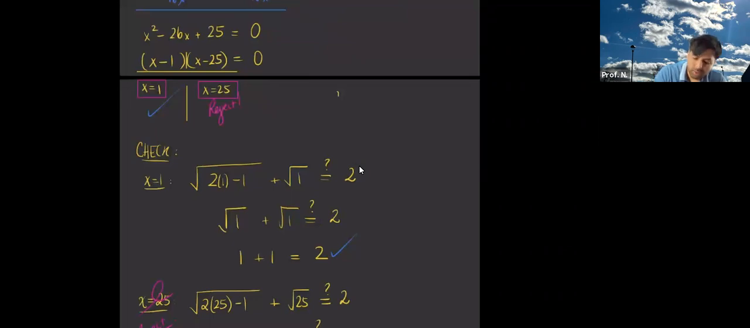So what's my solution? My solution is x equals 1. And only x equals 1 is the solution. It's not x equals 25.